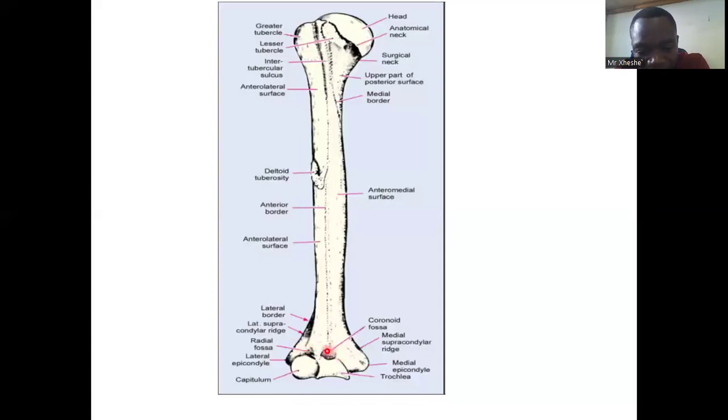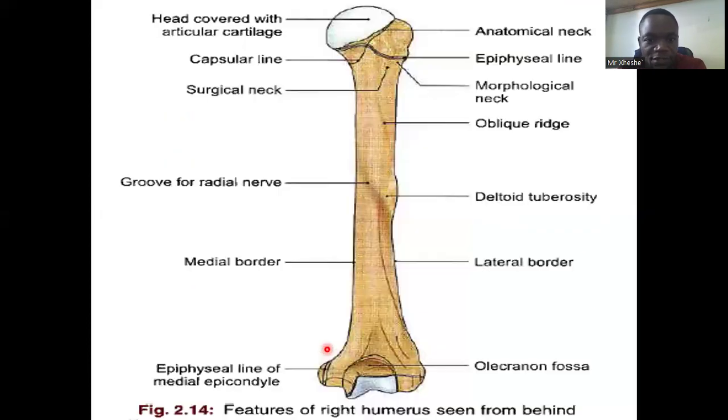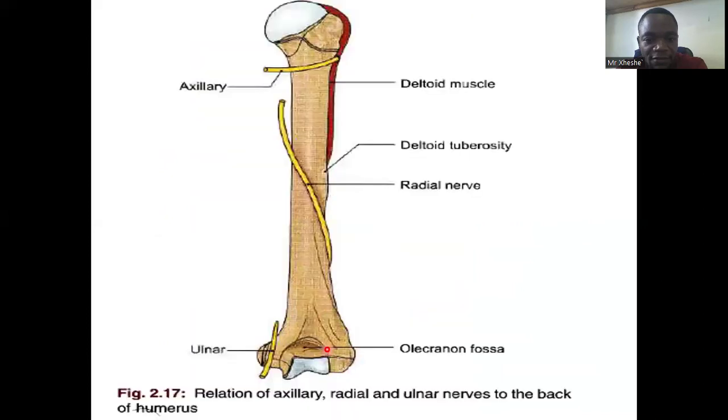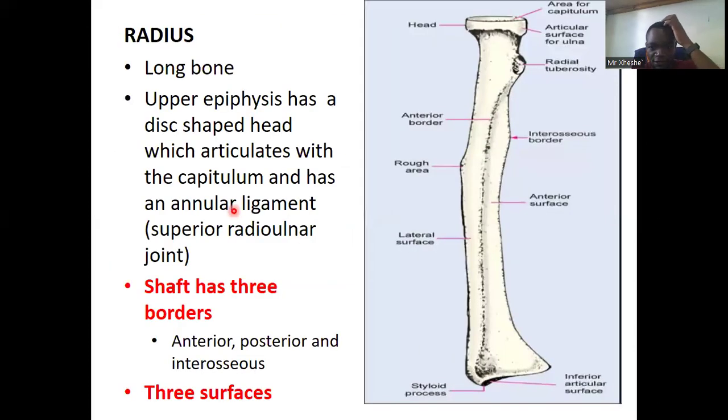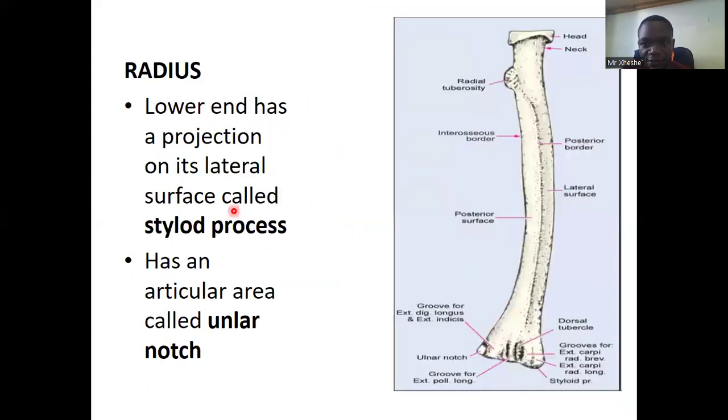Then neighbor to it is the coronoid fossa. Now, the coronoid fossa relates to the ulnar bone. Remember, the ulnar bone will be medial. On the ulnar bone, there is a very large projection that locks in here. Let me show you that one quickly. This thing here, that's the coronoid process of the ulnar bone.